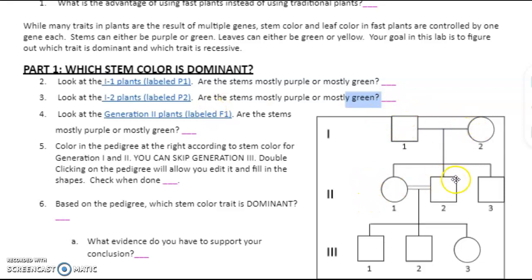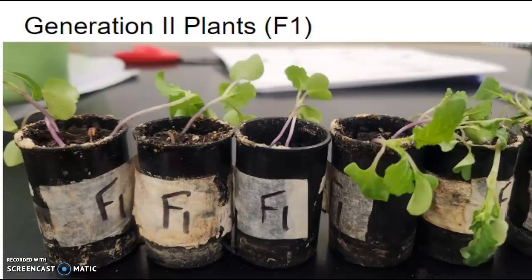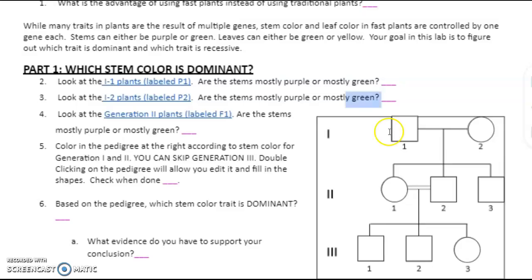Now we're going to look at all of their kid plants. So what happens when we have their kid plants? Let me switch the slide. Here are their kids. Notice they've got purple stems. So that's what we're going to write here, that for generation 2, they've got purple stems.